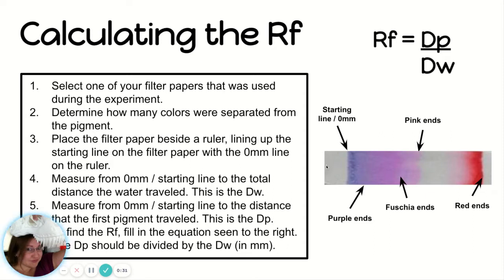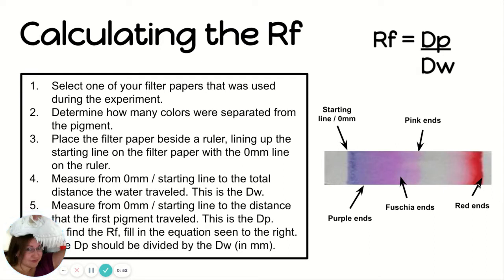experiment. So this is one of the filter papers. And you can see that there's a variety of colors on here. So we need to first look at the different colors that we see. So if you look closely, you see lots of different colors that are presented here. So we have purple, we have sort of this fuchsia color, pink, it goes to white here, and then red.